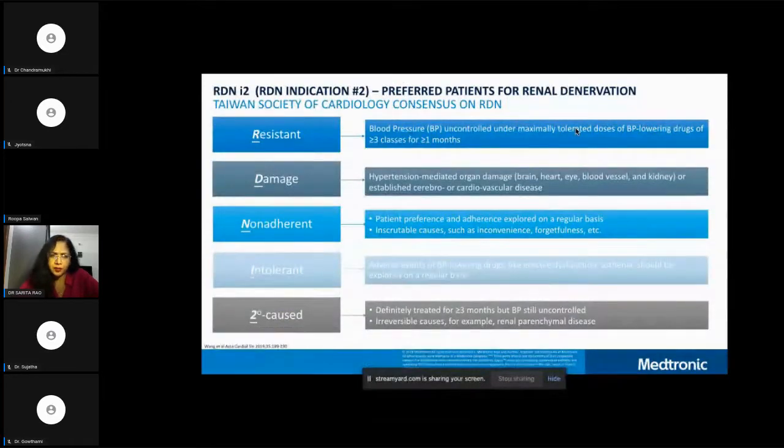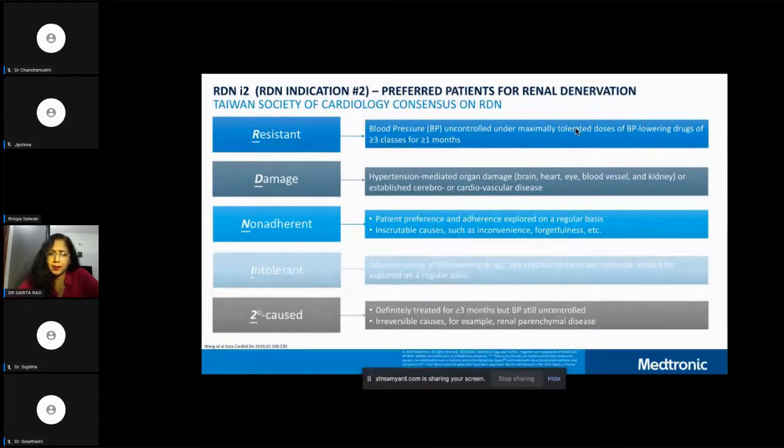Now, there is also an RDN indication number 2. This is for preferred patients for renal denervation. This is from the Taiwan Society of Cardiology. They had a consensus document on RDN where they said that it is for the resistant hypertension where the blood pressure is uncontrolled under maximally tolerated doses of BP-lowering drugs of greater than 3 classes for greater than 1 month.